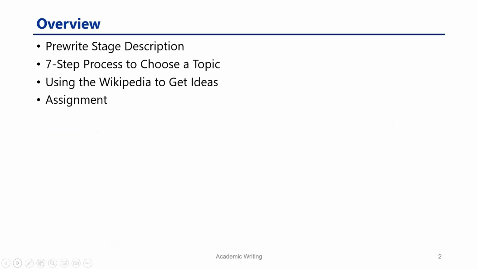We'll begin by taking a quick review of what goes on in the pre-write stage. Then we will walk through a 7-step process to choose a topic. We will also talk about how we can use Wikipedia to get ideas when we have trouble coming up with a topic. And then we will look at the assignment.